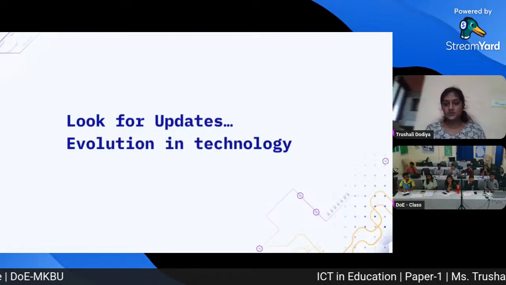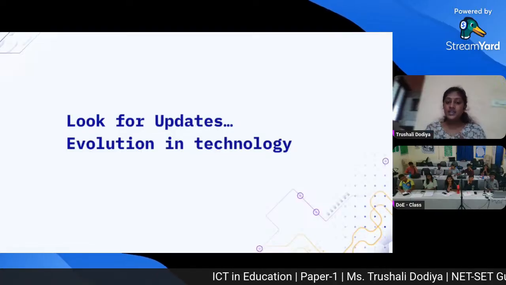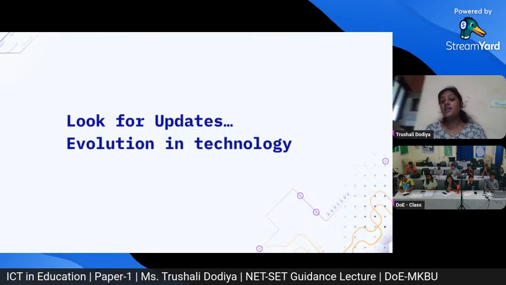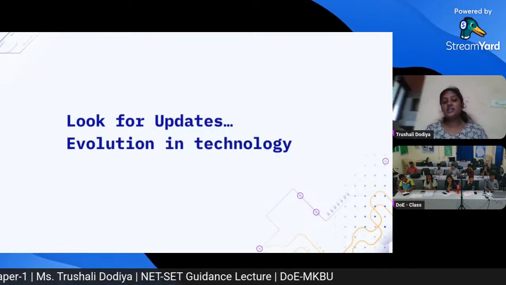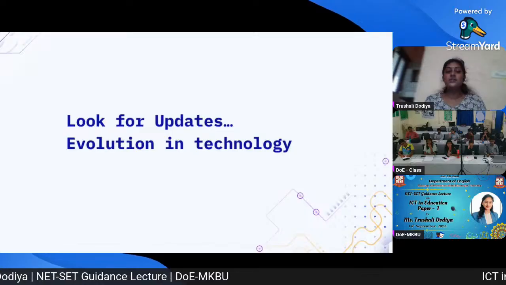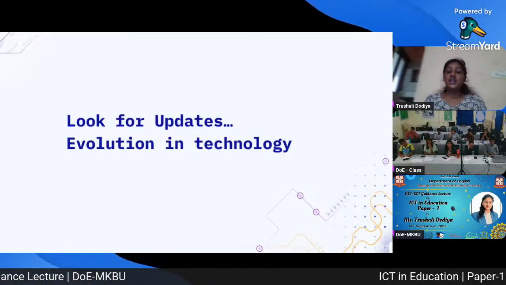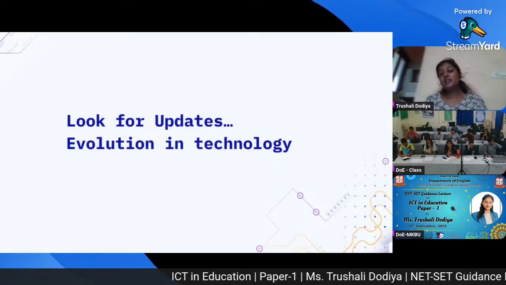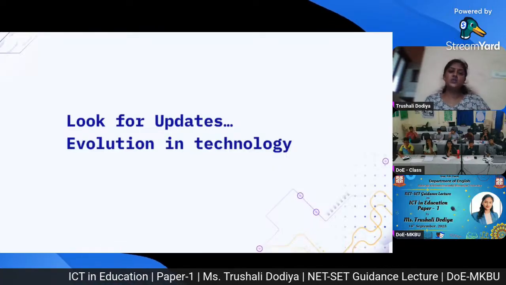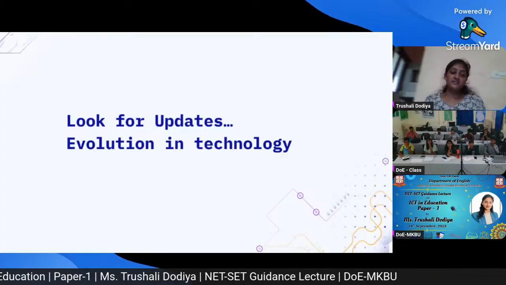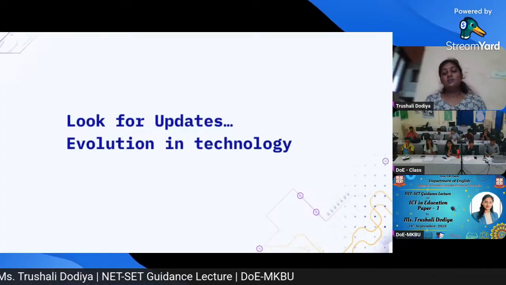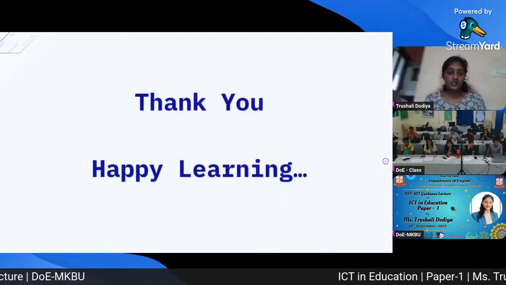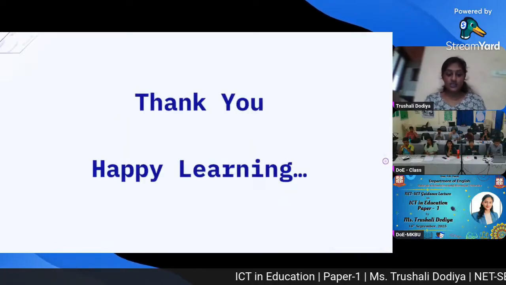Moreover, one point I would like to tell you is that there is constant evolution in technology occurring. Each and every day new things are coming. Two or three years back we didn't know what AI is, and now we are using AI in day-to-day life. That has been incorporated in our day-to-day learning, teaching, and all sorts of things. So we need to always look forward whenever we are dealing with this ICT chapter in paper number 1. Always look for the updates and the evolution in technology. This is all I wanted to share with you in today's session.